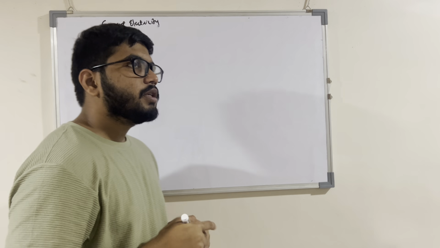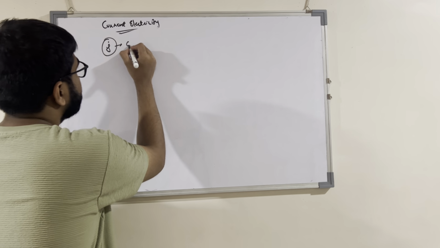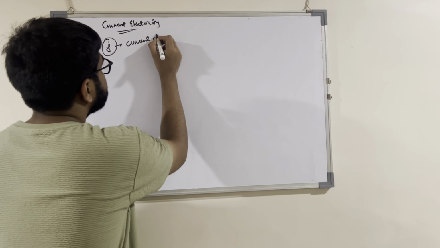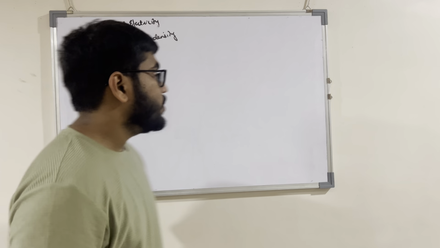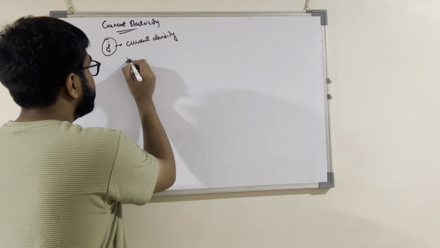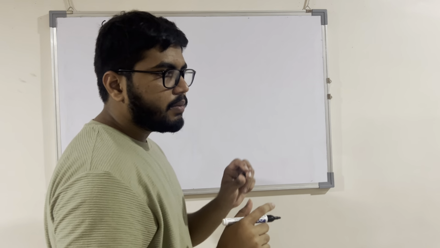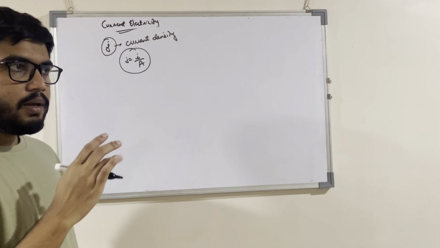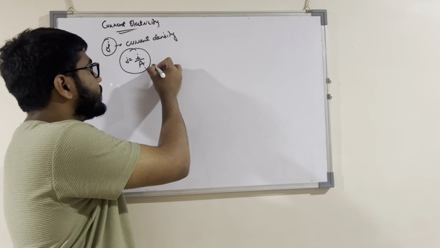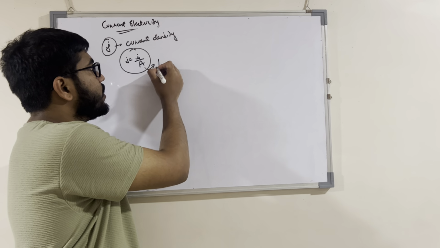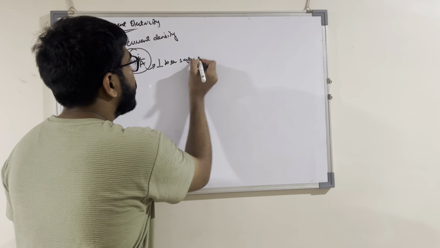Now let's try to understand current density. Current density is represented by J. So understand the theory of it, okay? What is current density? Current density we say is I by A, okay? This is very basic, but these basics are very important to solve tough questions, okay? So what is this area? This area is perpendicular to the surface, to the direction of current.